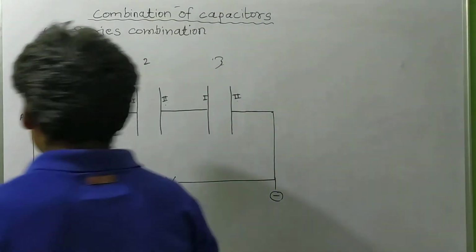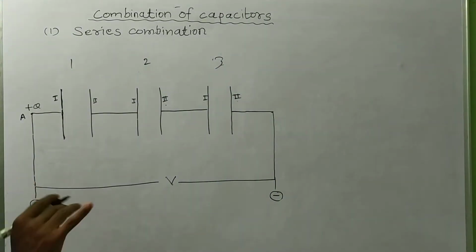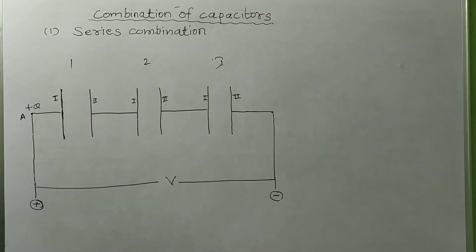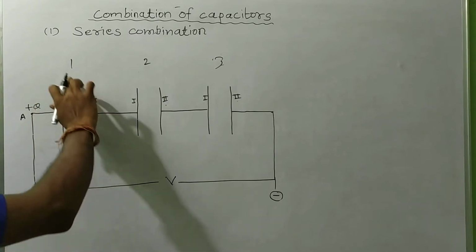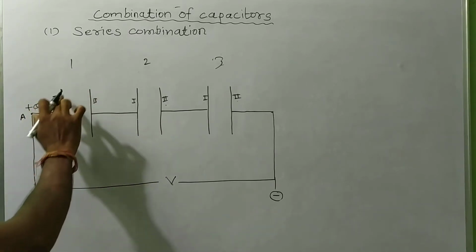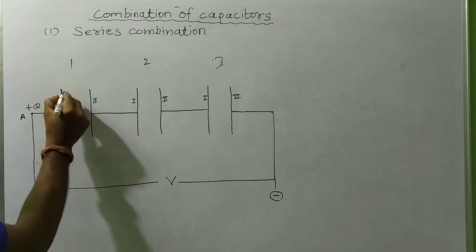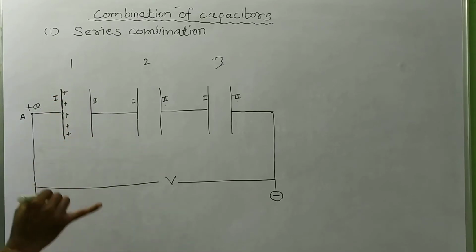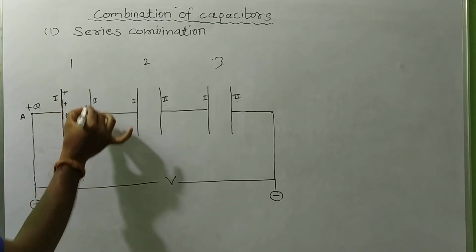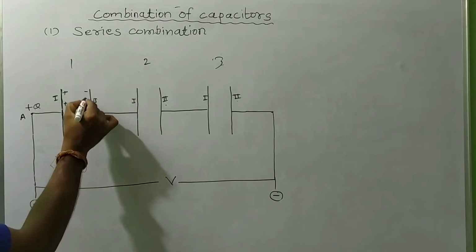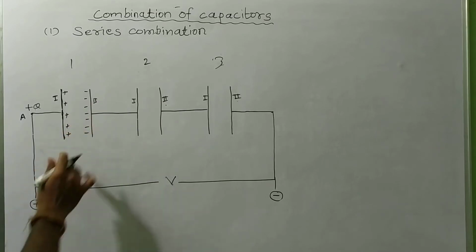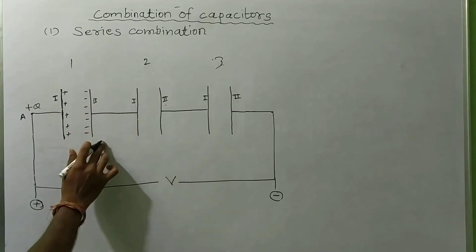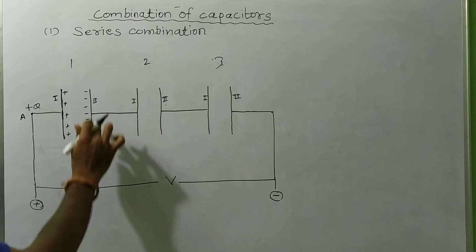Okay, now in this diagram, plus Q charge is given to the first plate of the first capacitor, so this charge will be distributed uniformly over the surface of this plate. That's why on the inner surface of this plate positive charge will be there. Due to induction, in this plate of this capacitor, negative charge will be induced, and on the outer surface of this plate there will be positive charge, induced by induction.